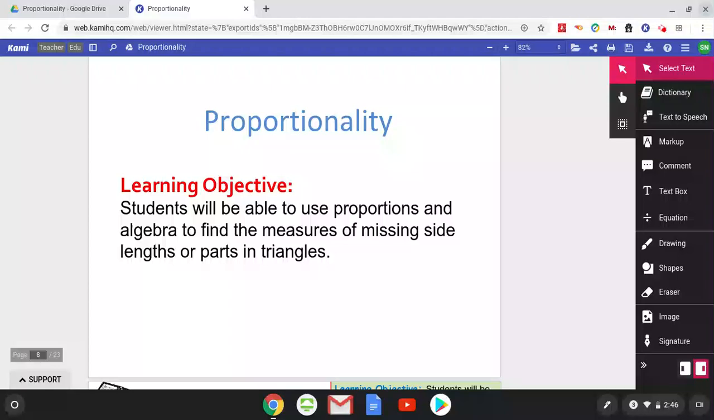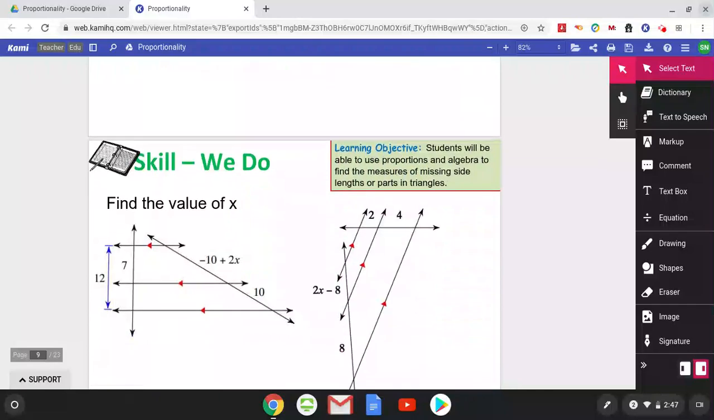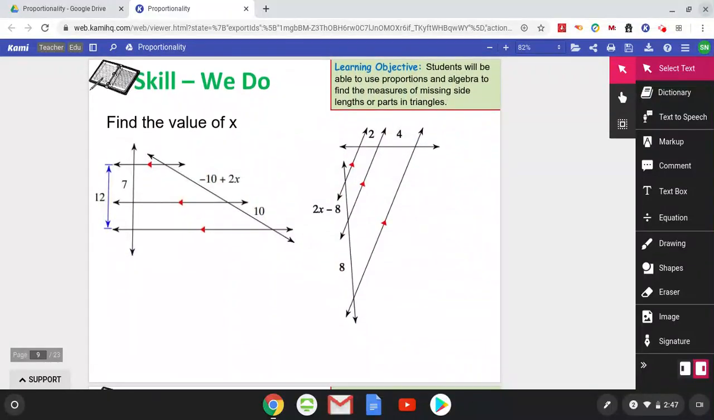Hello, in this video we will cover proportionality. We will be able to solve problems using ratios and proportions, along with algebra, to solve for the value of x. We'll start by solving the problem on the right.